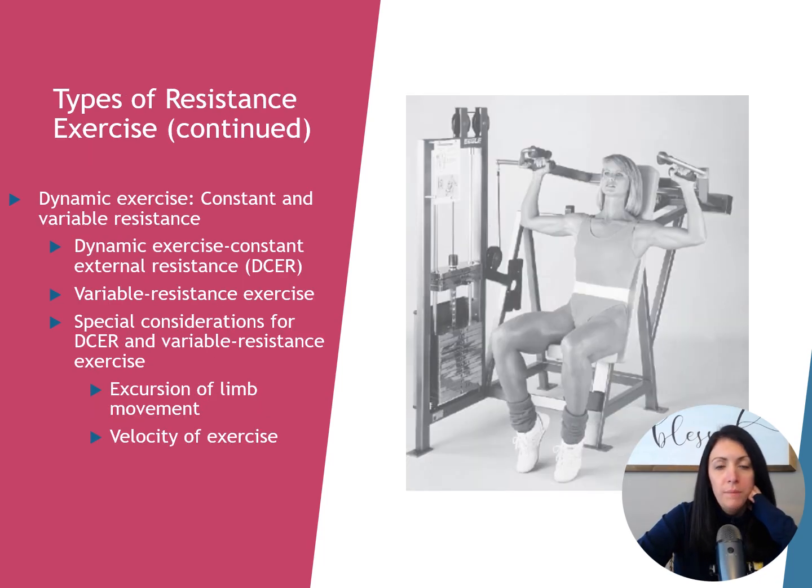So the most common system of dynamic resistance training is known as progressive resistance exercise, or PRE. There's also dynamic exercise against constant external resistance, known as DCER, which is a form of resistance training where the limb will move through a range of motion against a constant external load, which is provided by free weights such as handheld or cuff weights, weight machines, or weight pulley systems.